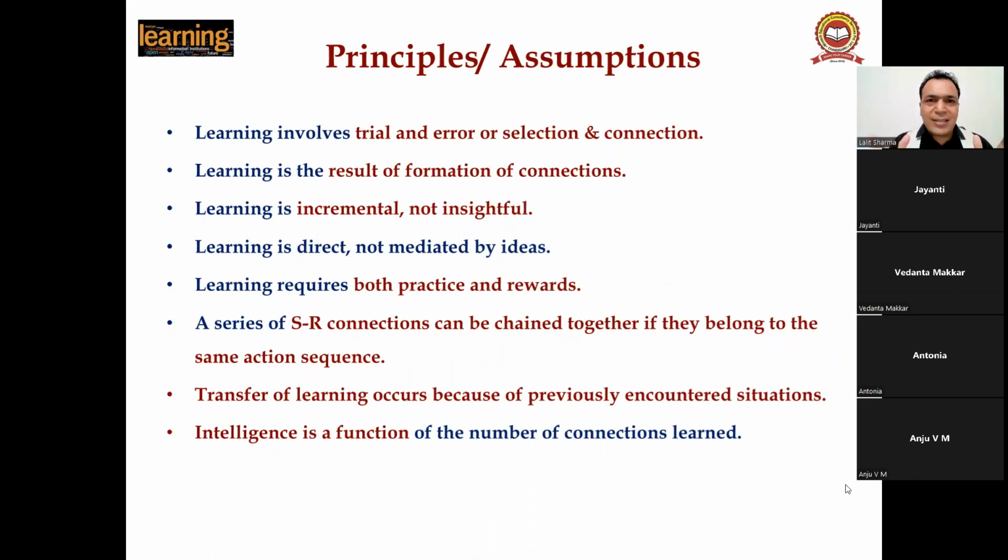So what are the principles or assumptions of this theory? Number one, according to this theory, learning involves trial and error, or selection and connection, right? So Thorndike says that we learn by making mistakes. And Thorndike again said, second point, learning is the result of the formation of connections.